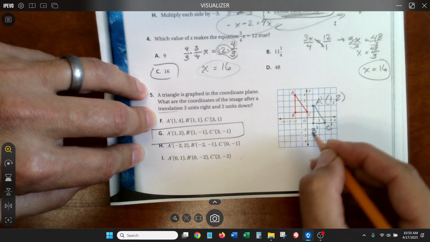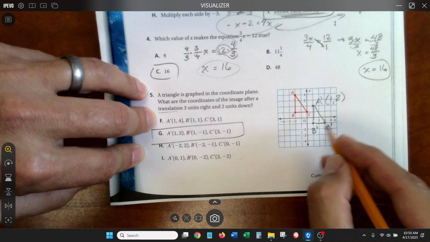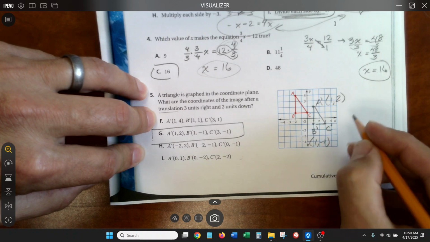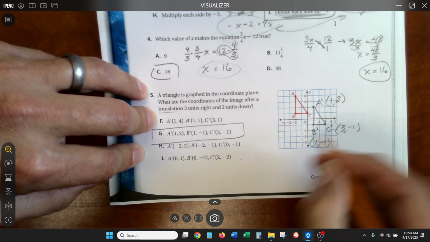But just to verify, B prime is at 1, negative 1. That's correct. C prime is at 3, negative 1, 3, comma, negative 1. And so that's correct.